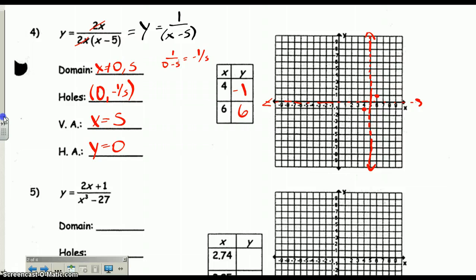Okay, so I'm going to draw up my graphs. But before I do the other side there, we have to remember we have a hole at (0, -1/5). So there's going to be a hole right there. So draw up to that hole and then go through. Okay, because remember we factored out and we reduced the 2x over 2x.